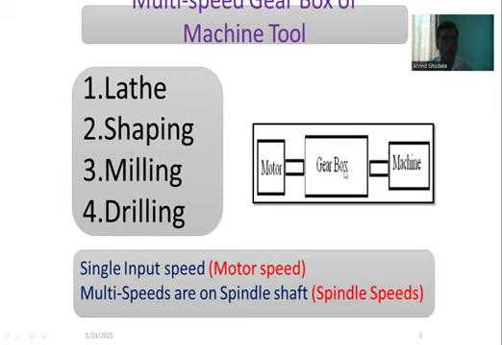For the motor there will be a single input speed, and for the spindle there are multiple speeds. This is the spindle of the machine tool. So there should be multiple speeds on the spindle shaft.